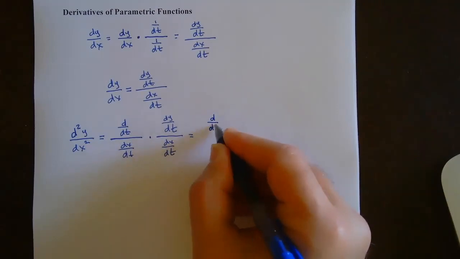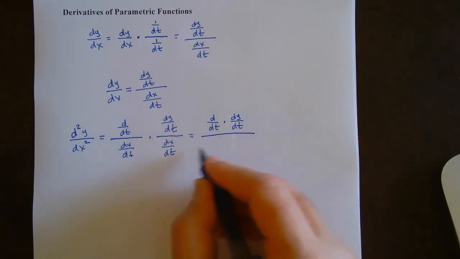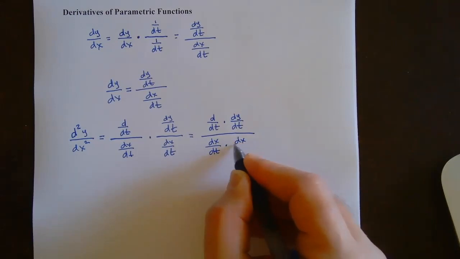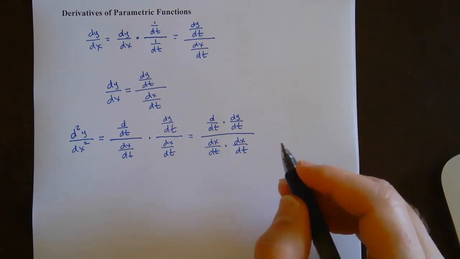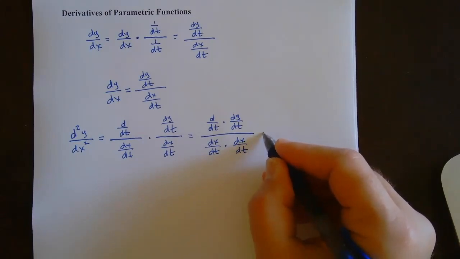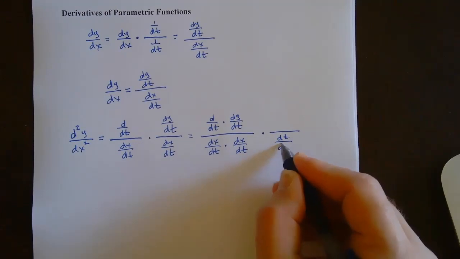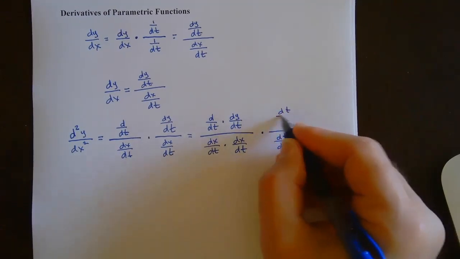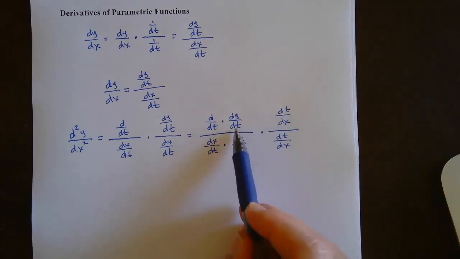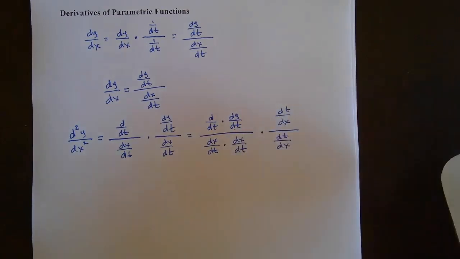d dt times dy over dt over dx over dt times dx over dt. Okay, now what I want to multiply by is dt over dx. And this is going to be a version of 1. So dt over dx over dt over dx. Okay? So right here, this dt and this dt are going to cancel out because dt over dx and dt over dx, this is a version of 1. Okay? So this dt and this dt cancel.